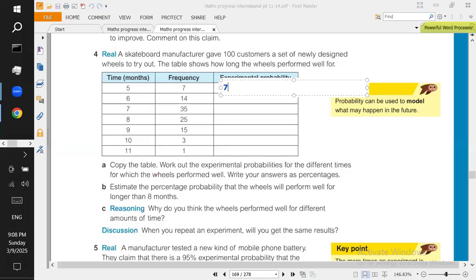This one is 7 over 100. And when you write it as a percentage, it's going to be what? Very good, 7%. And how do you turn fractions into percentages? Very good, by multiplying by 100. Multiplying by 100, okay? Now, next one here.